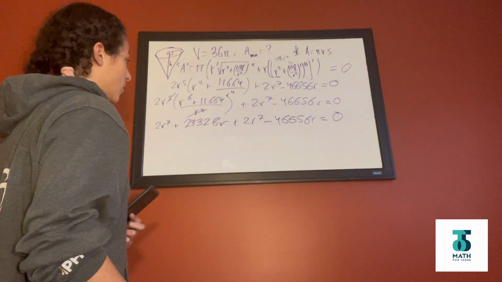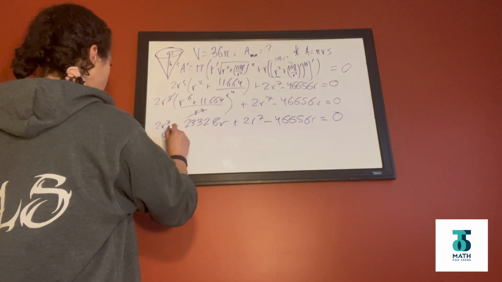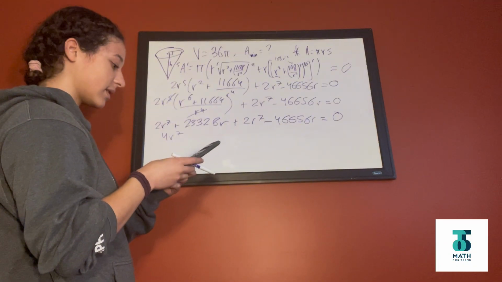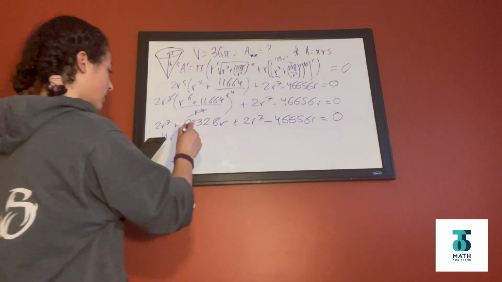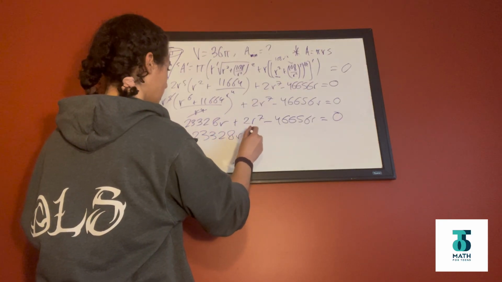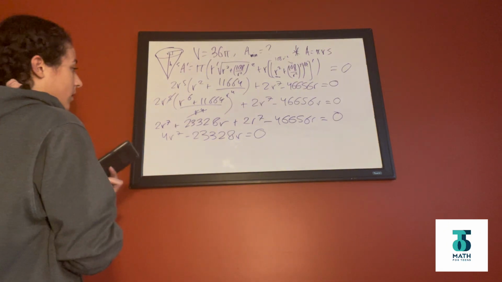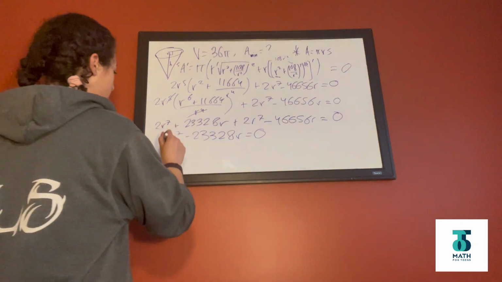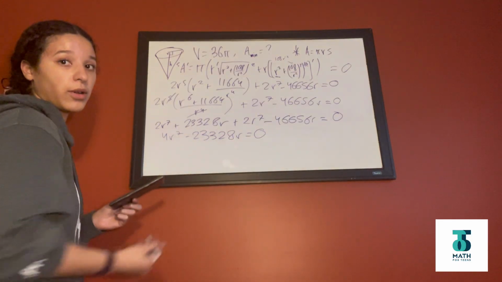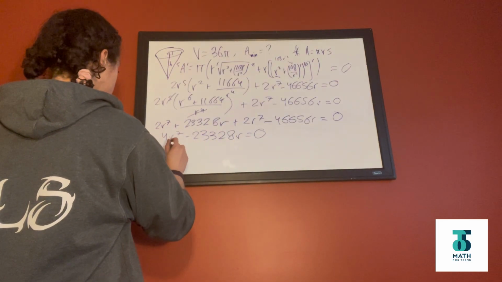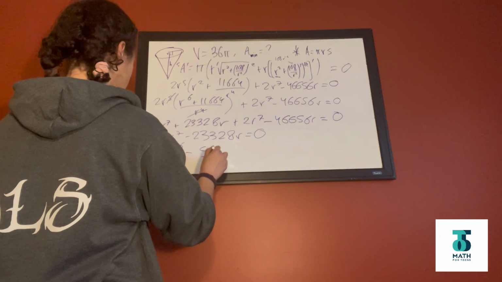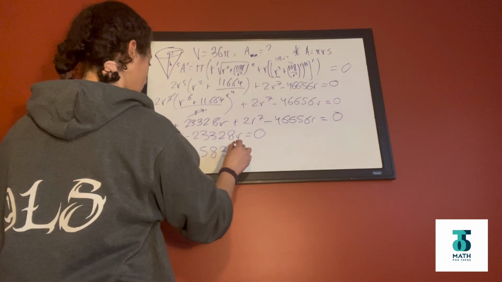Okay, so now I have 4r to the 7. Now this minus that, minus 46,656 minus 23,328r equals 0. And now let's see, you can actually divide that by 4. So you can take out 4r, and I have r to the 6 minus 5,832 is equal to 0.